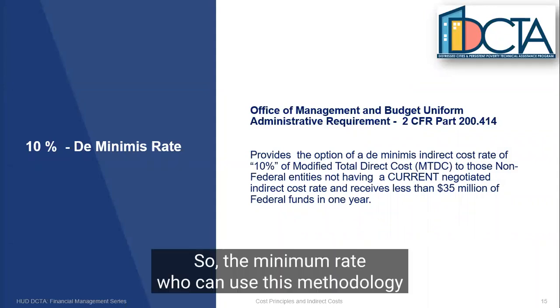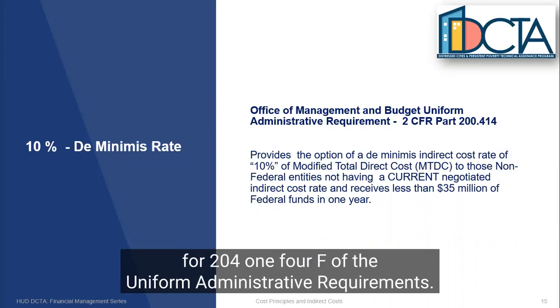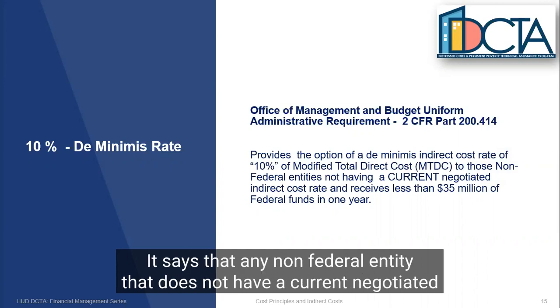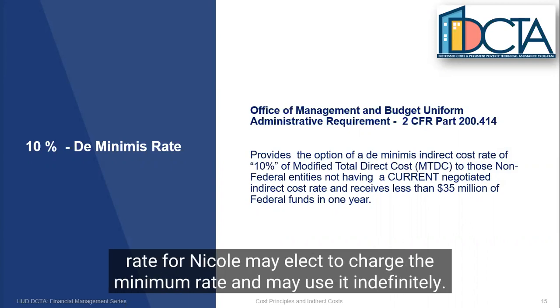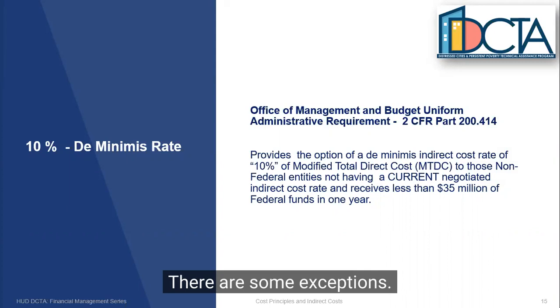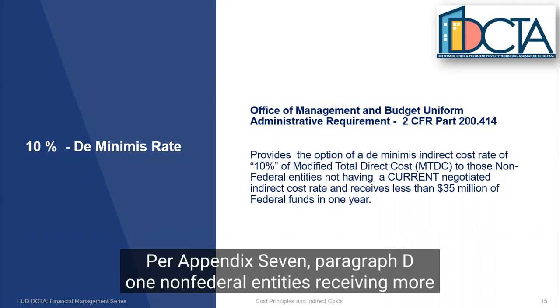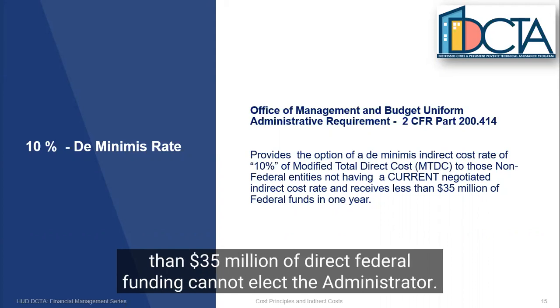So, the de minimis rate. Who can use this methodology? Per 200.414(f) of the Uniform Administrative Requirements, any non-federal entity that does not have a current negotiated rate, or NICRA, may elect to charge the de minimis rate and may use it indefinitely. There are some exceptions per Appendix VII, Paragraph D.1. Non-federal entities receiving more than $35 million of direct federal funding cannot elect the de minimis rate. Next slide, please.